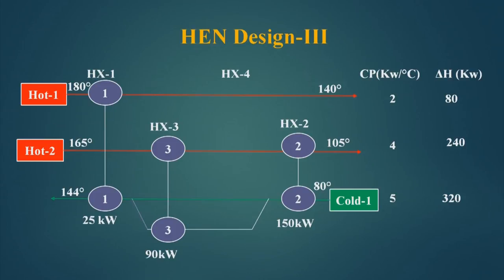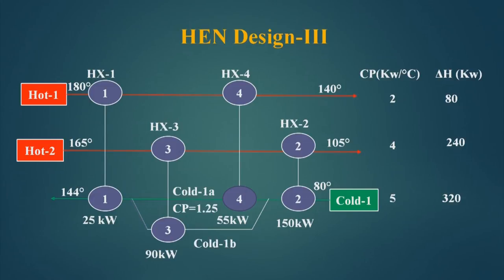Now, this is the third design, where cold is now split into 2 parts, cold 1A and cold 1B, and it has 4 heat exchangers. Heat exchanger number 1 is 25 kilowatt, heat exchanger number 2 is 50 kilowatt, heat exchanger number 3 is 90 kilowatt and heat exchanger number 4 is 55 kilowatt. So, we have seen that for a problem, we have 3 heat exchanger networks available and all the 3 heat exchanger networks are feasible in nature.